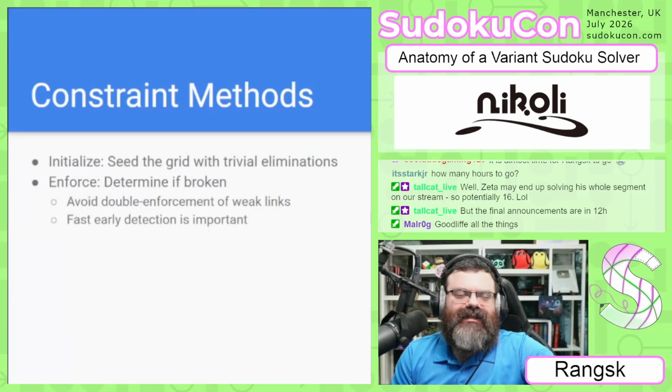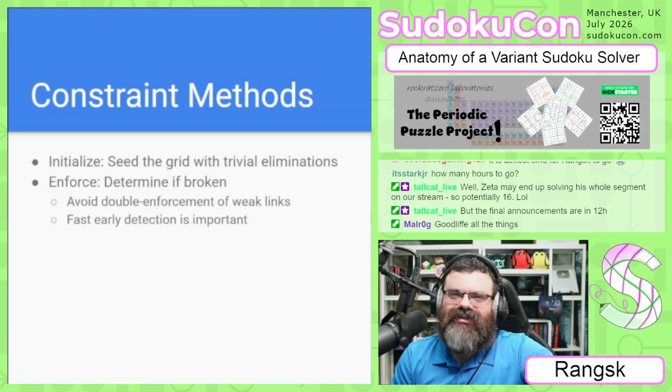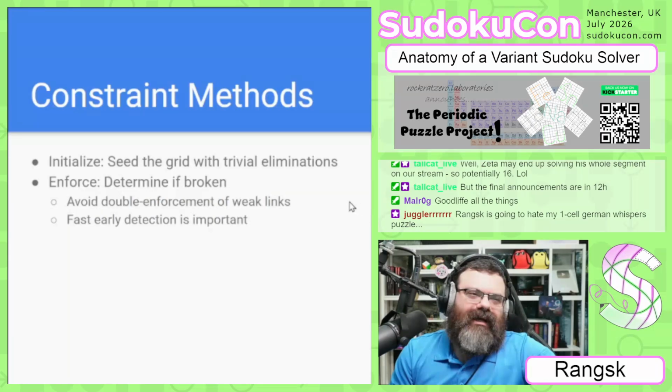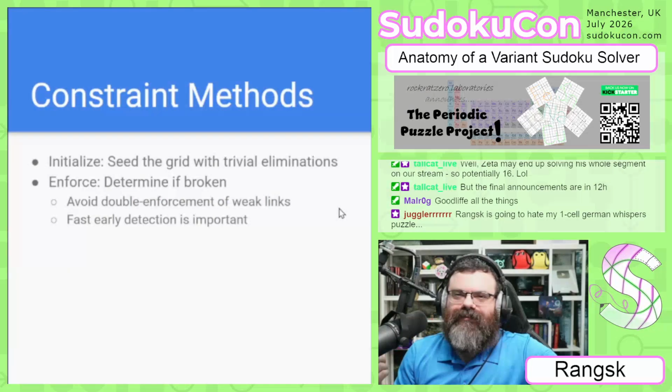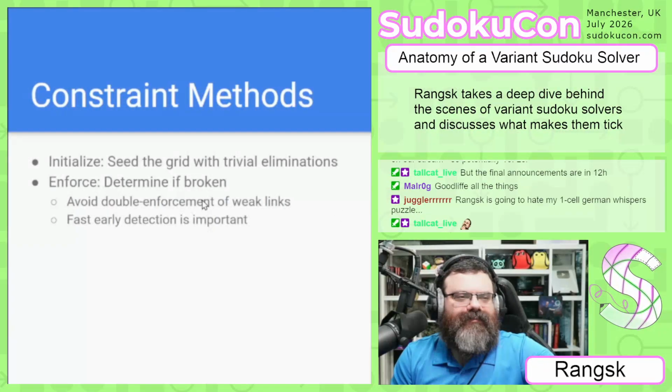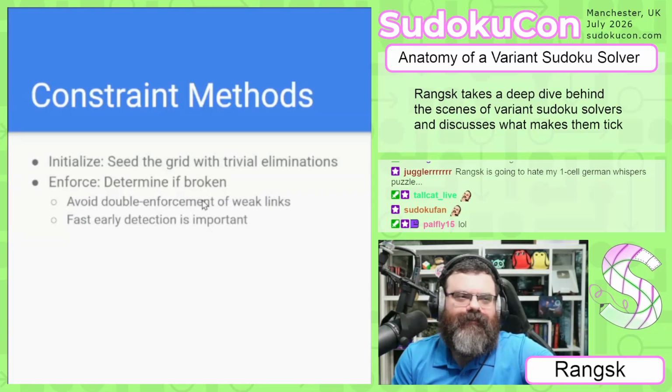All right, the next thing is enforce. The job of enforce is to determine if the constraint has been violated. Have we broken the puzzle? So, for example, if 1, 2, and 3 are in a 3-cell killer cage that's supposed to add to 9, well, that adds to 6. So the enforce step will say, "Hey, something's wrong here," and that informs the solver that this grid is now invalid and cannot be continued.